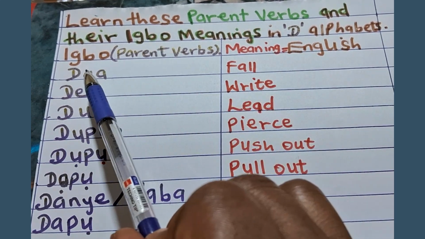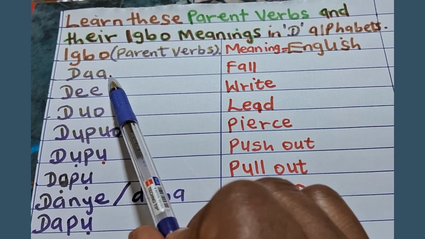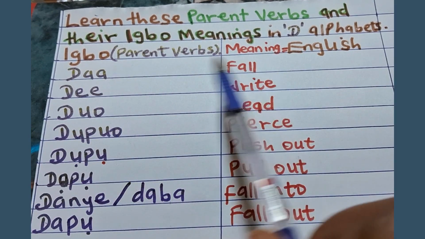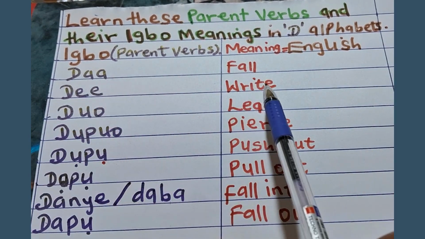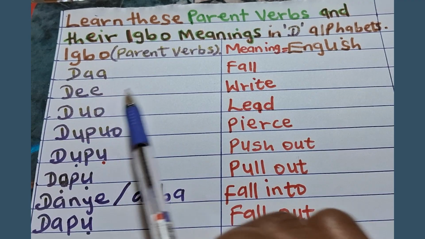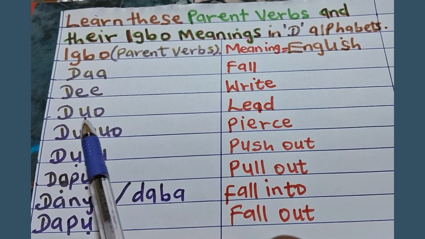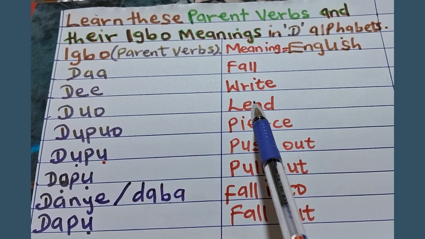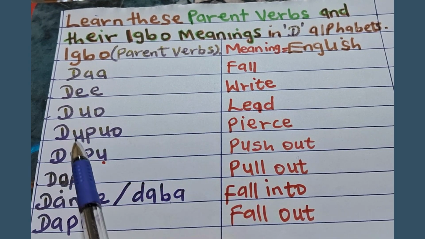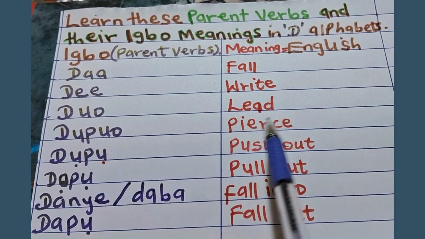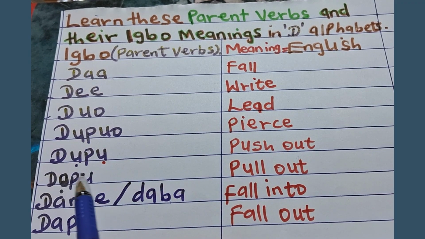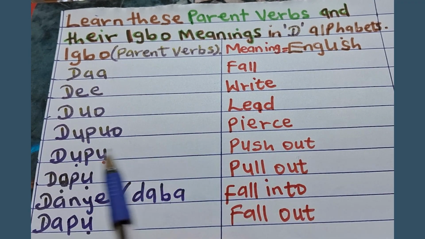Let's start. The first word is da, meaning fall. Da, fall. De, write. De, write. Duo, lead. Duo, lead. That is to lead the way. Dupu, push out.